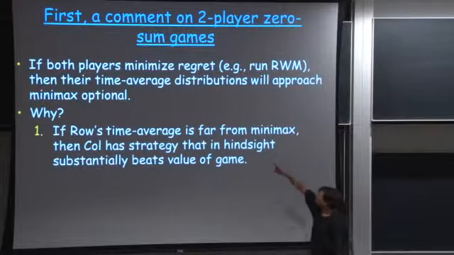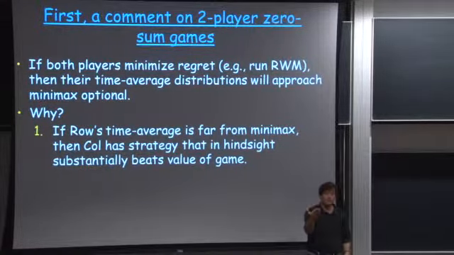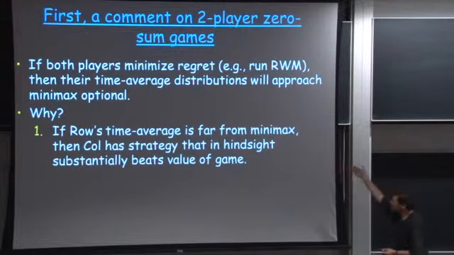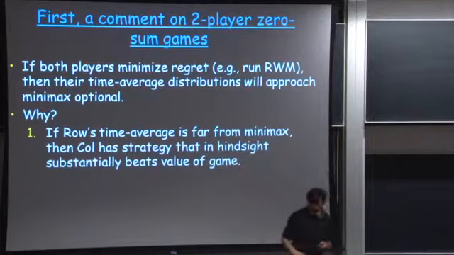In particular, what I mean by far from minimax is I don't mean distance in strategy space. What I mean is there's a value of the game, v. A strategy that guarantees, no matter what the other guy does, I get v minus epsilon, I'll say that's close to minimax optimality. So what I mean is in terms of the quality. If it's not a good quality in that sense, then column would have a strategy in hindsight that substantially beats the value of the game.